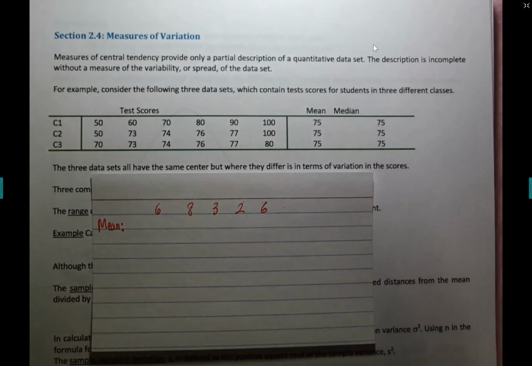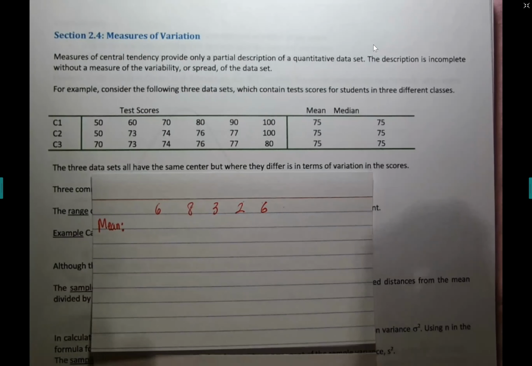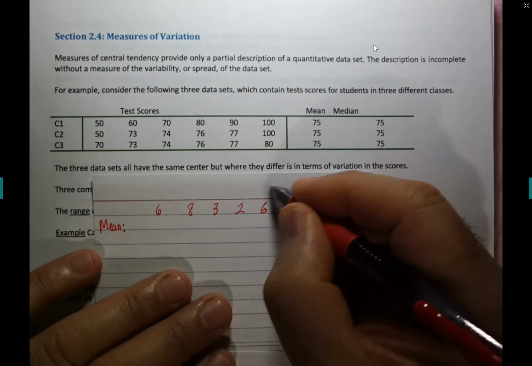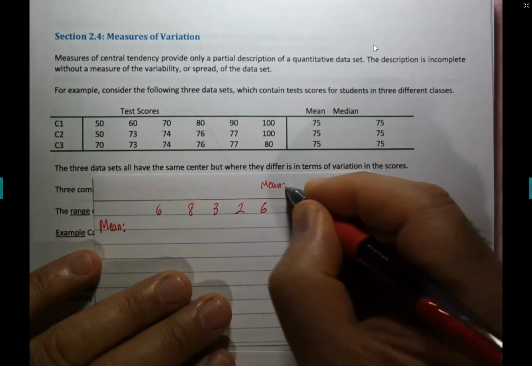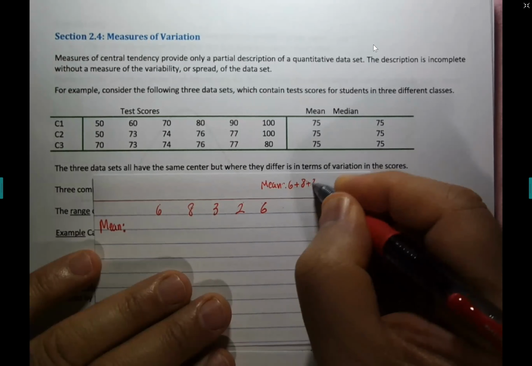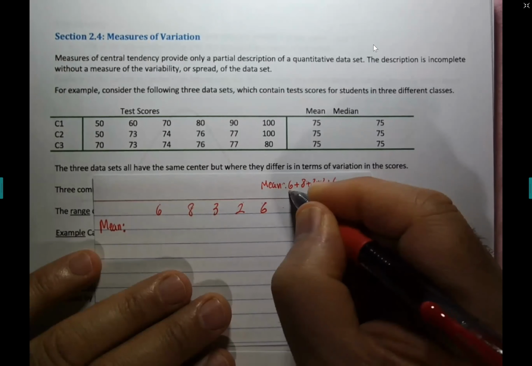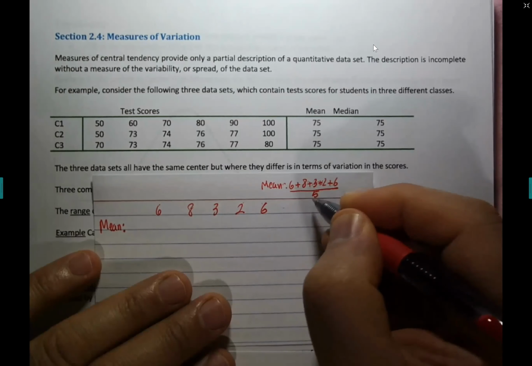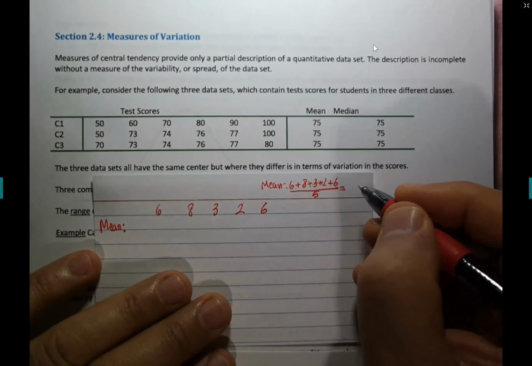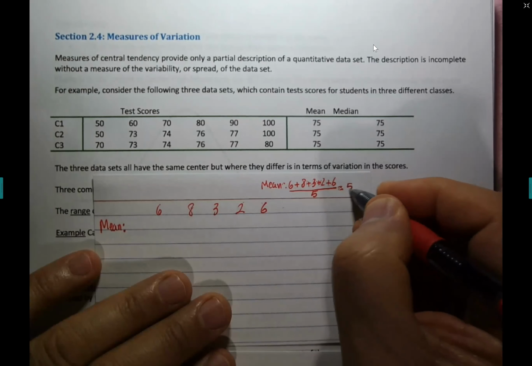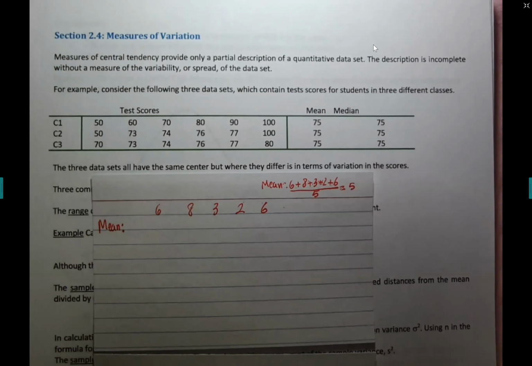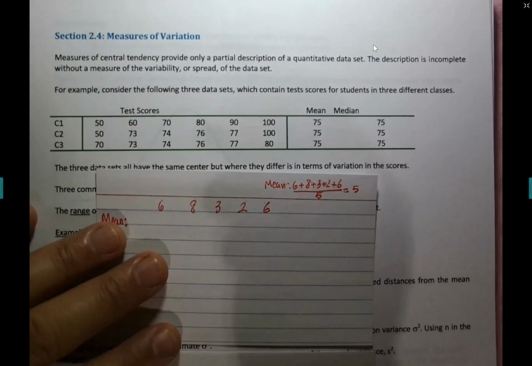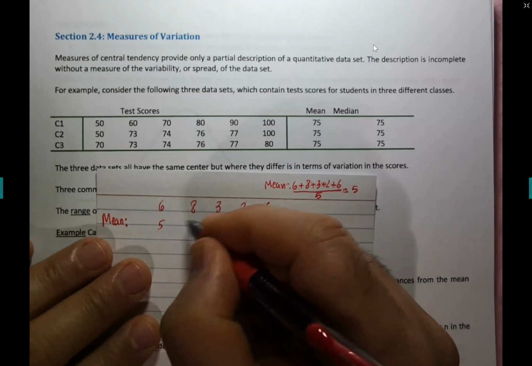You just add up the quantities and divide by 5. So if you want to do it on the side, you can do that. So the mean will be 6 plus 8 plus 3 plus 2 plus 6 divided by 5, guys. 14, 17, 19, 25 over 5 is 5. Yeah, I intentionally picked the numbers so it will turn out to be a nice mean. So it's 5. Okay, I'm going to write the mean here under each one.